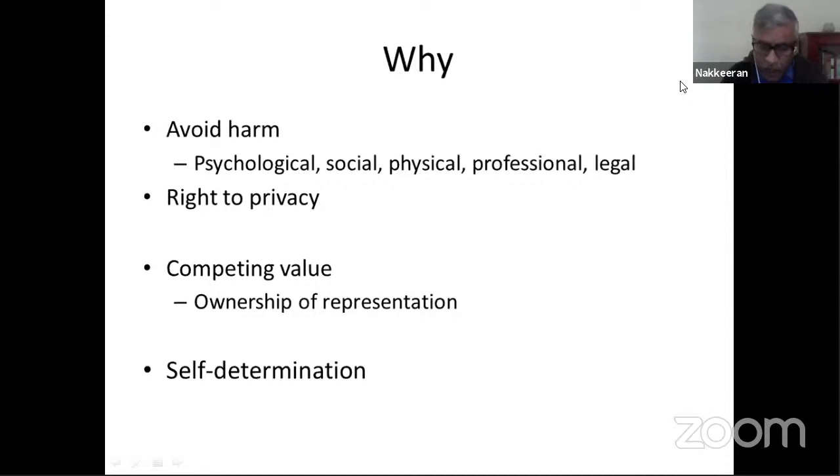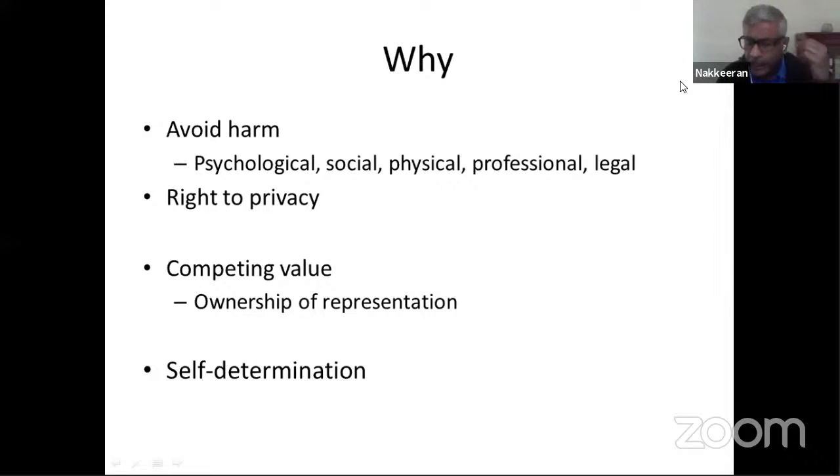Of course, this looks very obvious, and most of it could be obvious. It is to avoid harm to the participants. Harm could be psychological harm, social harm, physical, professional harm, legal. I don't want to give examples. I'm sure you can imagine examples. But in the question and answer session, if somebody needs an example, I can provide one.